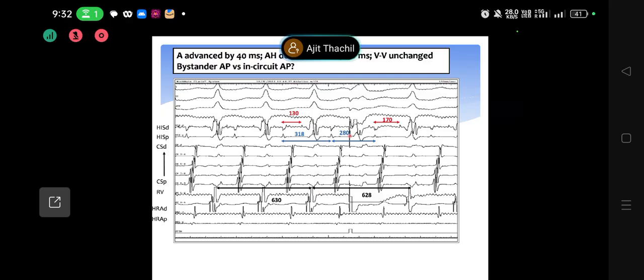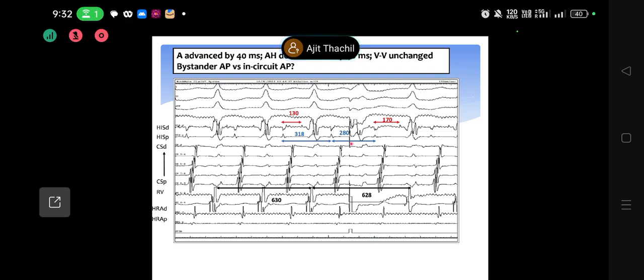So this PVC, let us say there is an accessory pathway participating in the tachycardia. So if so, the A would be early, and the early A would cause this early V. Now this early A has not caused this early V. The A is early, it's 280, no doubt. It's 40 milliseconds early. But the V is not early. These 2 Vs together are 630. These 2 Vs together are also 628. Why is it not early? Look at what else has happened.